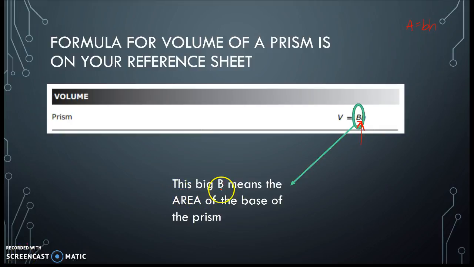Okay, so big B means area of the base. So that's really important for you to know. So big B means area of the base. So that means we're going to find the area of the base and plug it in to our volume formula.